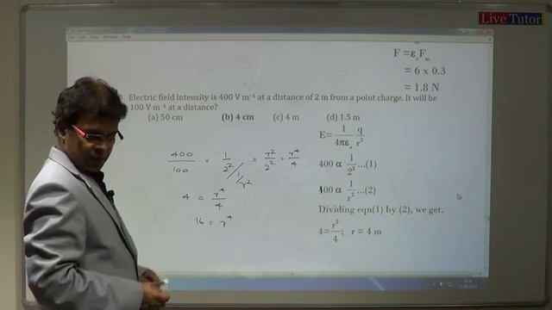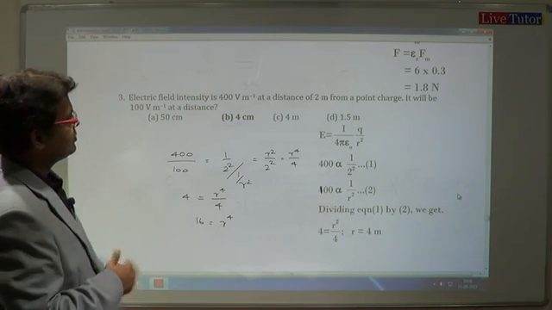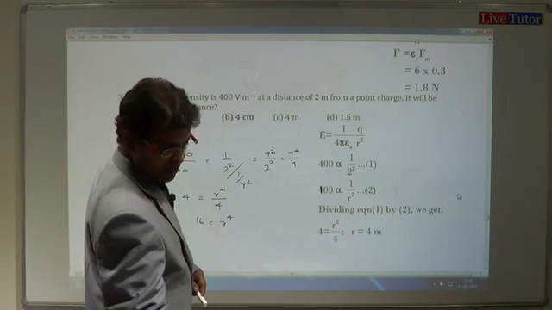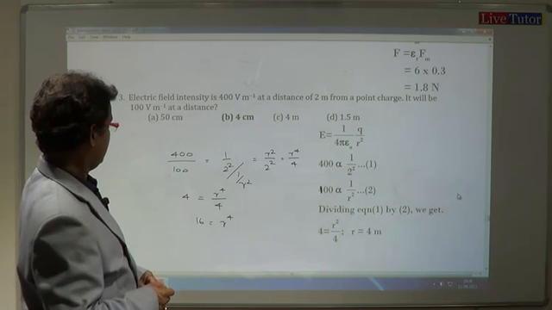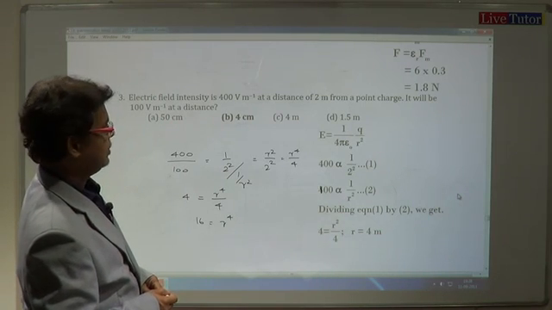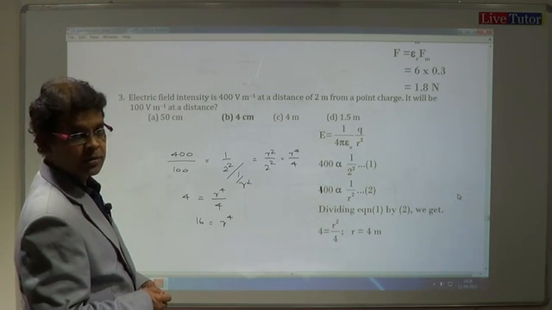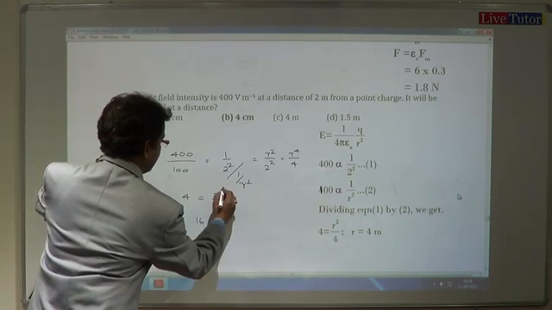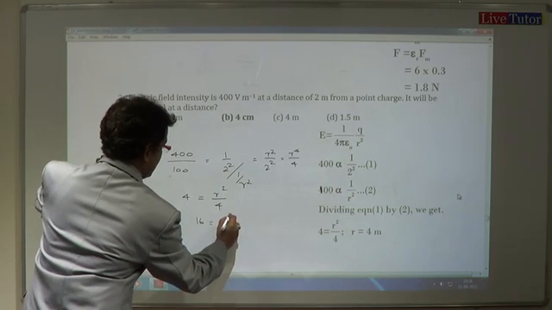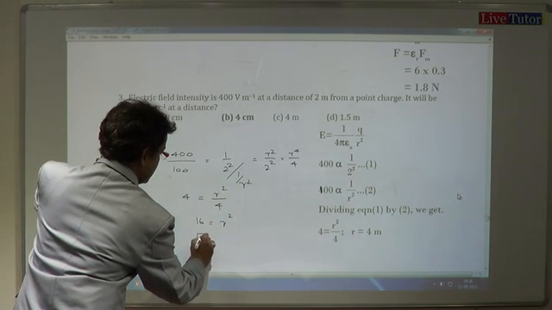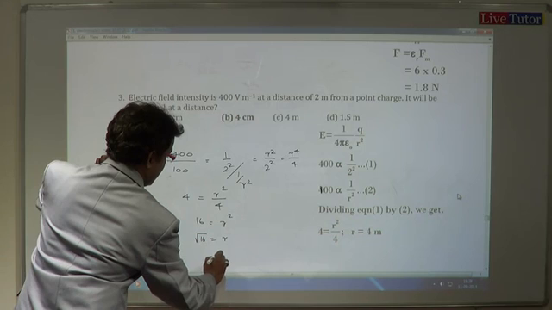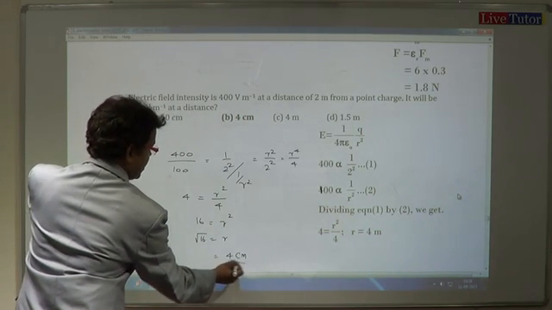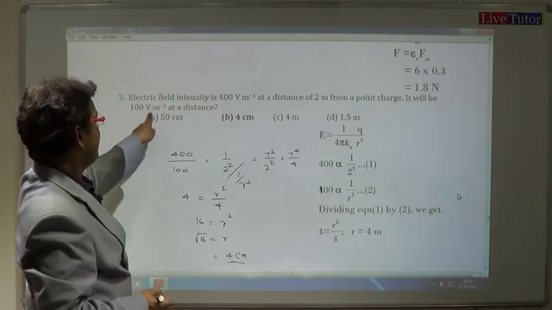What is r now? Is there any mistake in this? This is a book back question, isn't it? Yes? R square. This is r square. So, square root of 16 is equal to r. So, that will become 4 centimeter. So, at 4 centimeter, the electric field intensity will be 100.